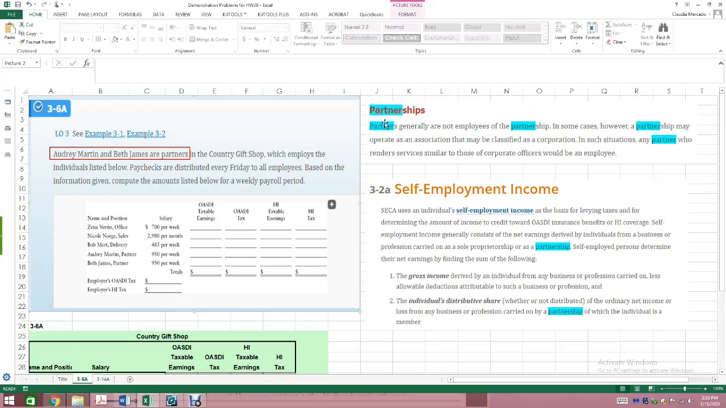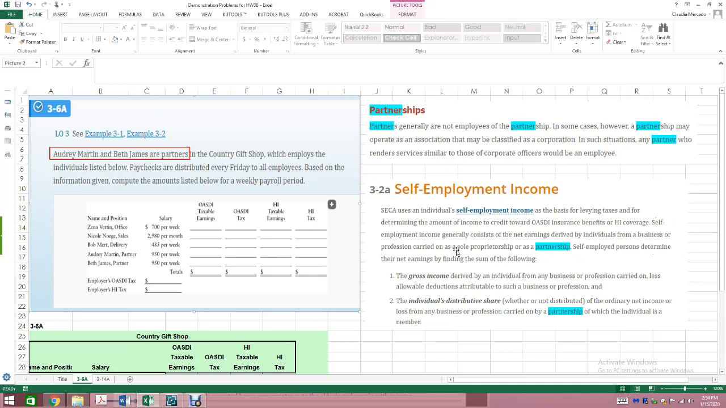Now, in chapter 3, this information is elaborated. I'm going to jump over to where it talks about partners, highlighted in blue. Why is it highlighted in blue? Because I went into my ebook and looked for the word partner, and everything that had the word partner came up. I browsed through the information, and voila, I found it. In chapter 3, it says self-employment income generally consists of the net earnings derived by individuals from a business or profession carried on as a sole proprietorship or a partnership. So if you're a partnership, that's considered self-employment income.